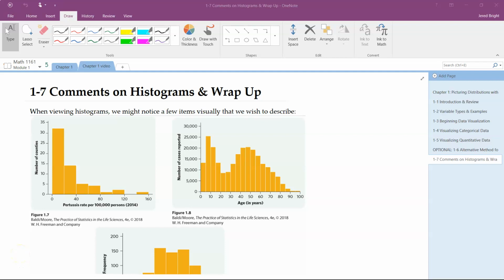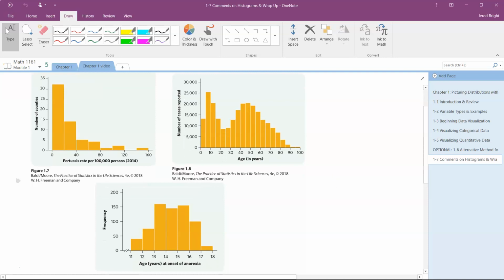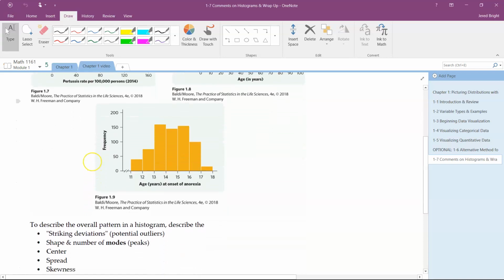Some final comments on histograms here before we wrap up. When we see the histograms, there's often some characteristics that kind of pop out at us. For example, in the upper left one, the bin that has 0 to 20 has a lot of responses, and then it kind of tapers off. Then the one in the upper right here has two humps to it, and the bottom middle one looks kind of like a single hill with a little, well, okay, there's a little dent in the peak, but that's fine.